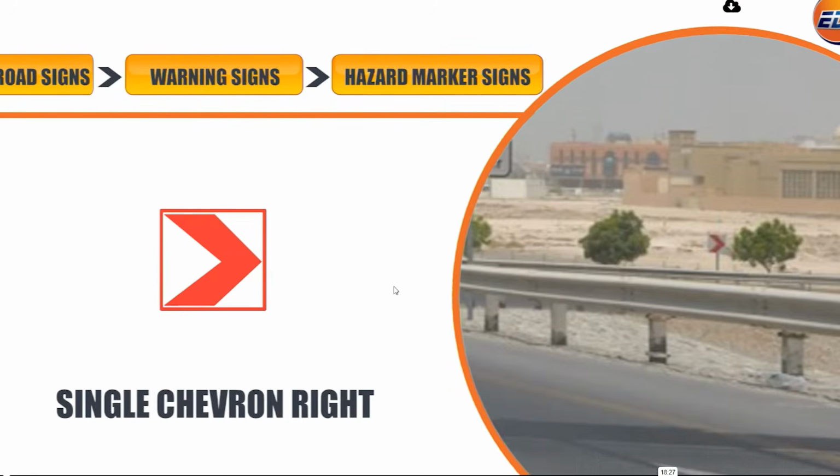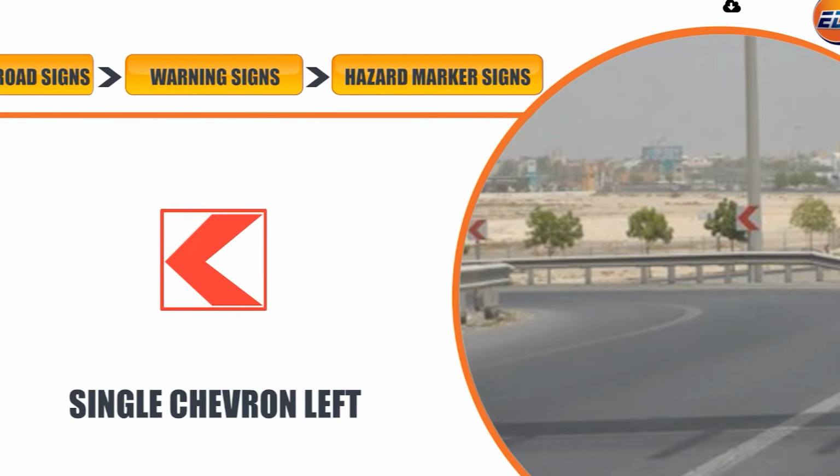Single chevron right. Single chevron right sign indicates a change in direction to the right. This marker is posted on rail guards and used at intervals to indicate the sharpness of curve. This sign is also used at entry and exit ramps on major roads. If the symbol is reversed, it indicates a change in direction to the left.